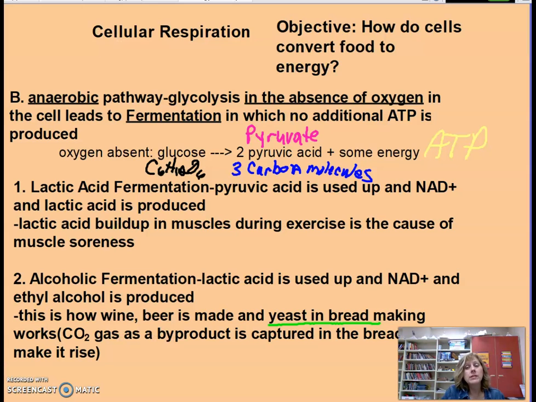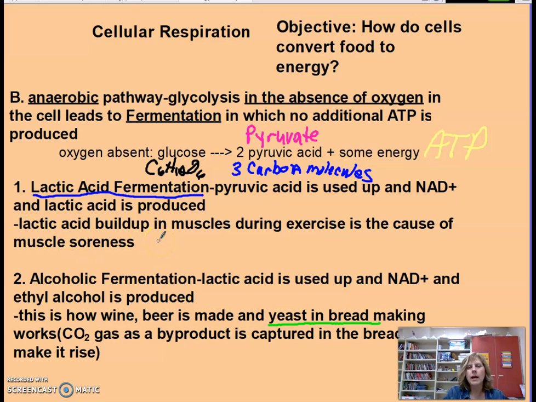So again, just to put this into some words, in that anaerobic pathway, we have glycolysis, but then it can't go through that whole Krebs cycle and so forth and make all of this ATP. Instead, it leads to fermentation, which is either lactic acid fermentation, where the pyruvic acid is used up and NAD+ and lactic acid are produced.